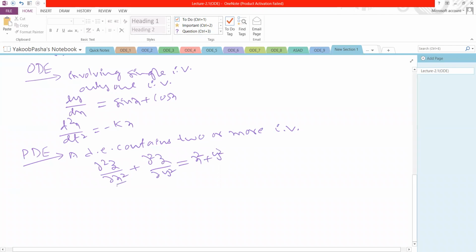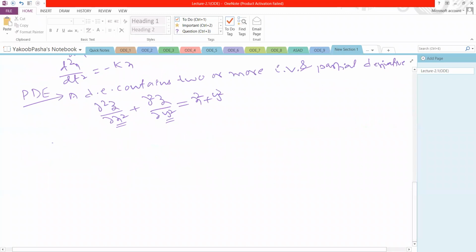Here x and y, these two are independent variables. So here two independent variables are there and it contains partial derivatives. You have to remember one thing, partial derivatives: dou by dou x, dou by dou y, like that. A differential equation which contains two or more independent variables and partial derivatives with respect to them, such type of differential equations are called partial differential equations.